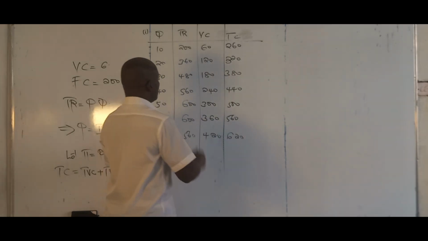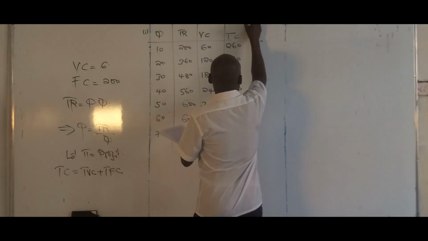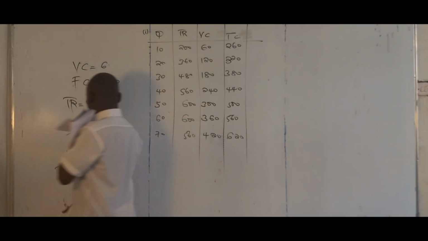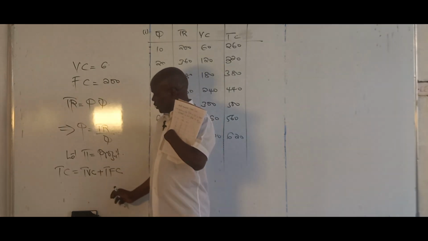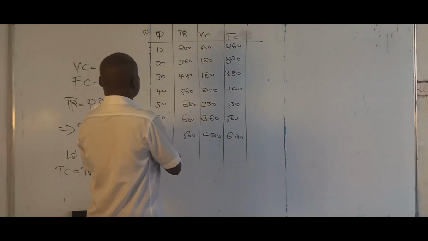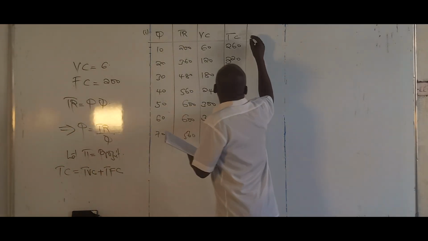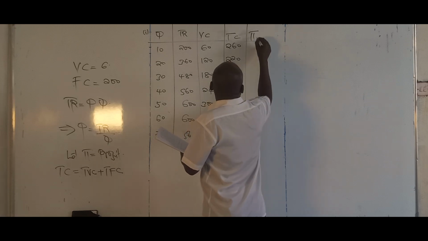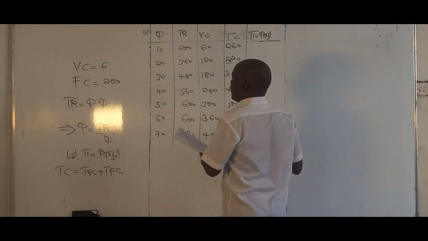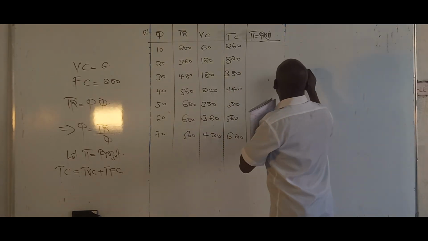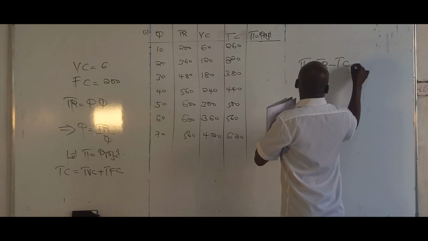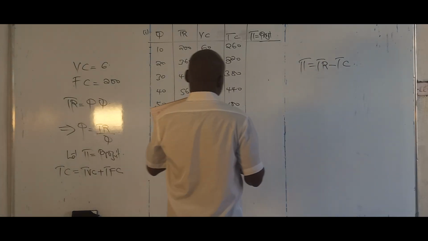That then becomes the entries for the total cost column. So total cost is effectively total variable cost plus total fixed cost. Next, what we want is the profit. How is profit defined? Profit is defined as total revenue minus total cost. That's what gives us profit.